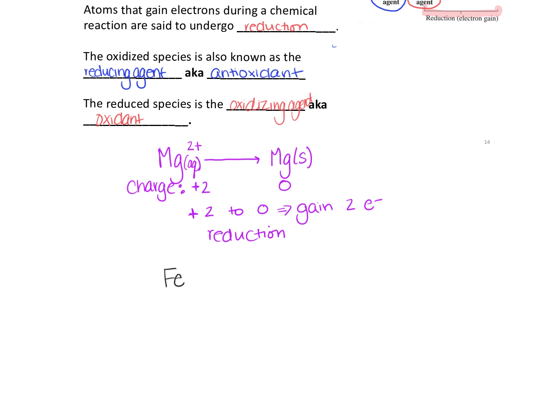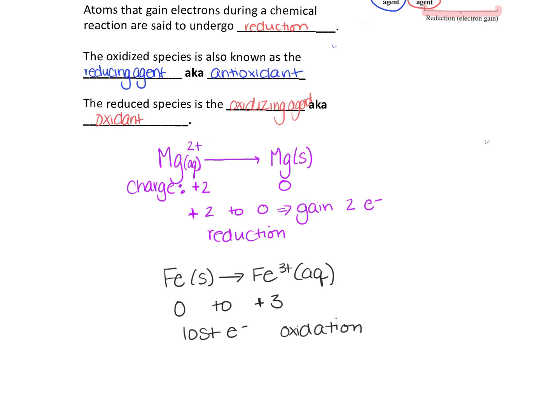We have iron, that's a solid, and it goes to iron 3 plus, which is aqueous. So our charge here with iron is 0, and it goes from 0 to plus 3. The plus 3 given on that complex is how we realize that's a plus 3 charge. So to go from 0 to plus 3, it has to have lost electrons. Electrons are negatively charged. If you lose 3 electrons, you now will have a positive charge. So it's lost electrons, and so it has been oxidized. It's undergone oxidation.